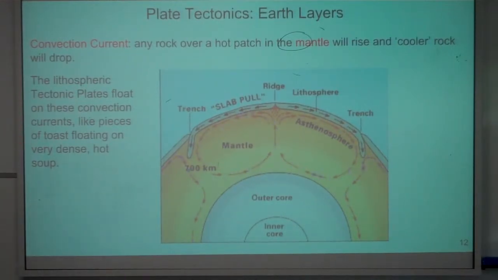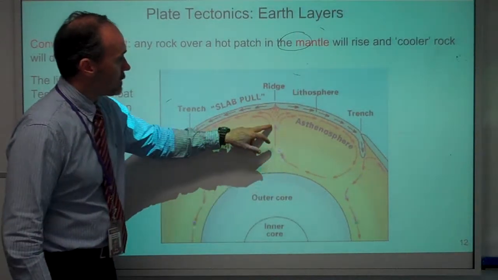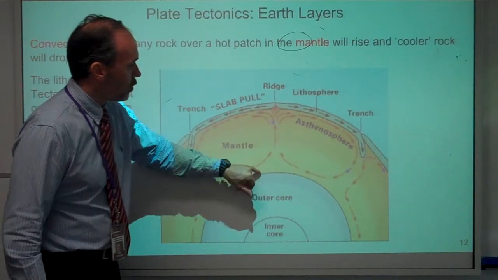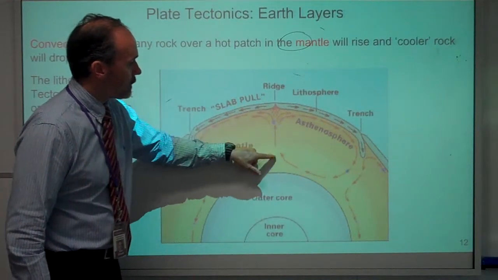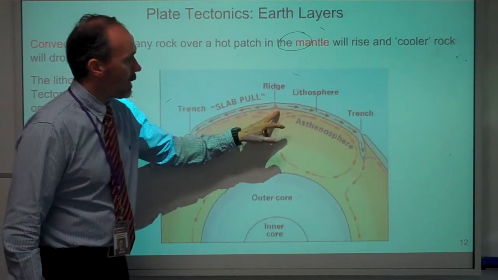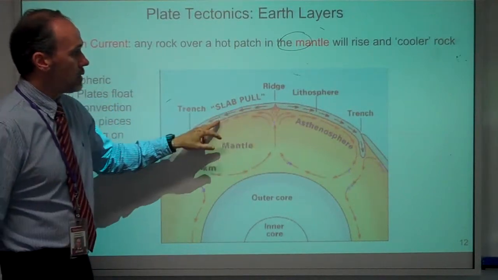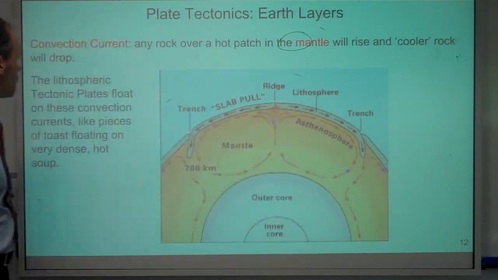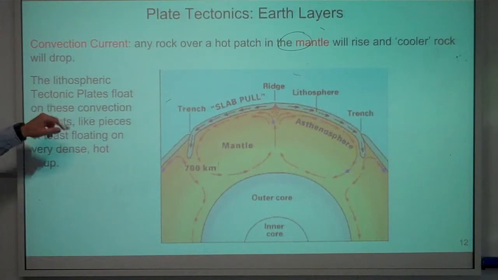Any rock over a hot patch in the mantle will rise and cooler rock will drop. What's happening here is, because of this hot core, you've got this convection current forming in the mantle, ultimately moving the continental plates either side. The lithosphere tectonic plates float on these convection currents like pieces of toast floating on very hot, dense soup. So that's what we're doing.